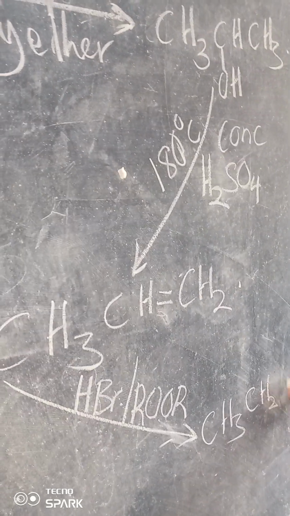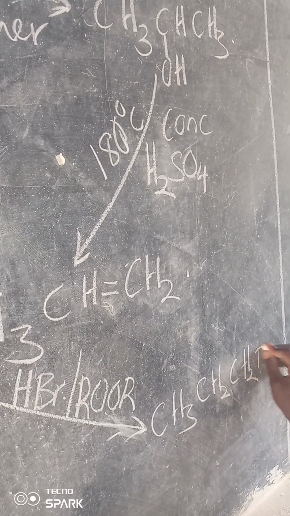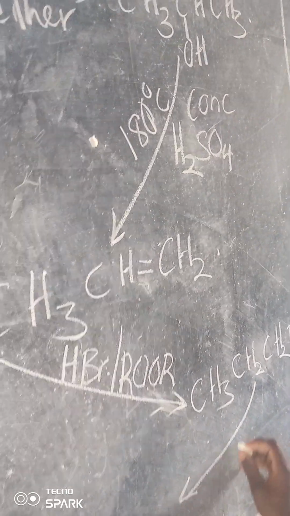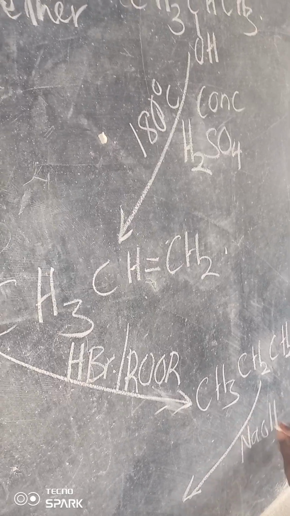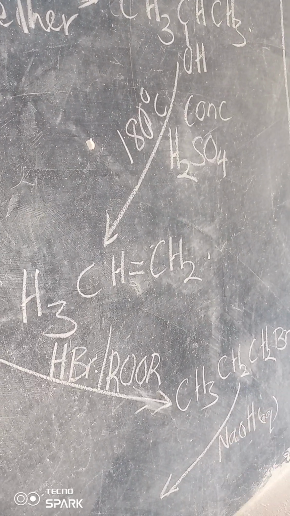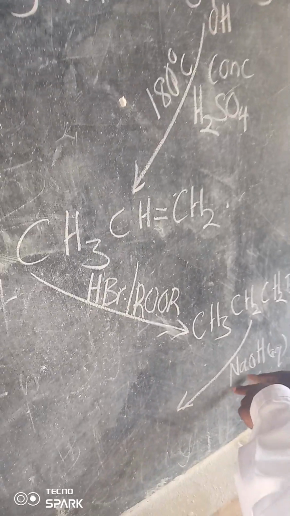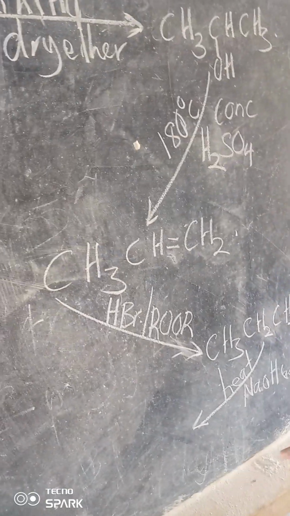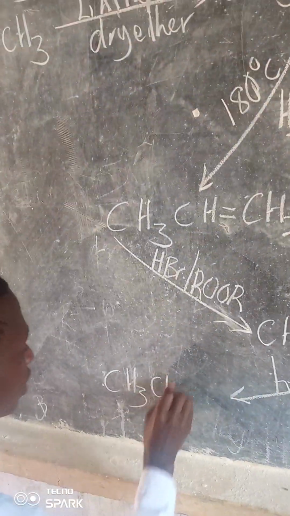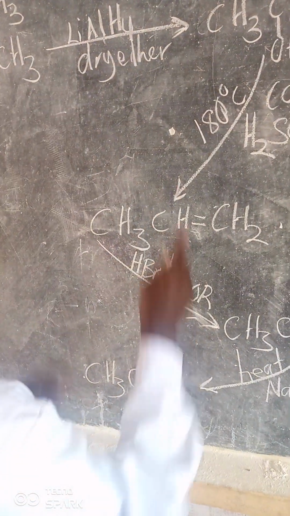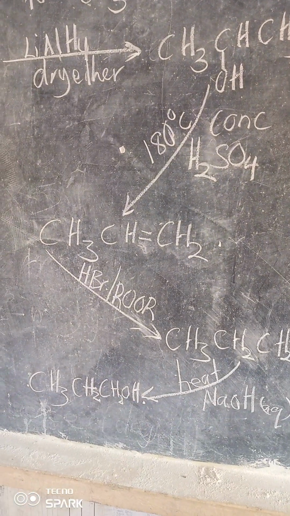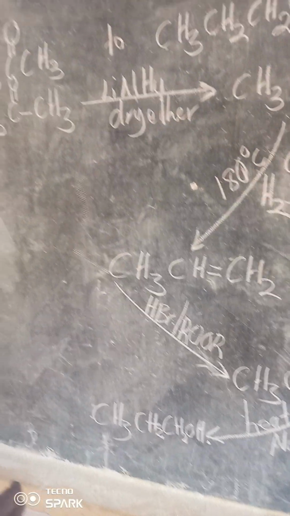Hydrogen bromide, bromine. After that, I'm going to use sodium hydroxide, but it must be aqueous, not solid. Sodium hydroxide aqueous, and I'm going to heat it. Remember to write the condition: I'm going to heat it. I'm going to heat this one to get a primary alcohol. Primary alcohol. Now that number is finished.